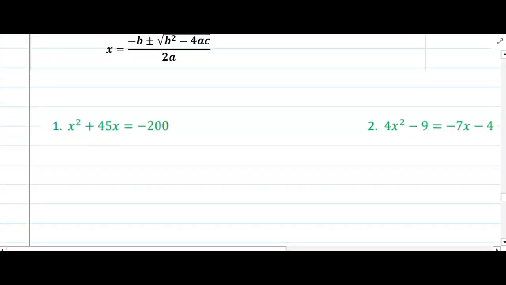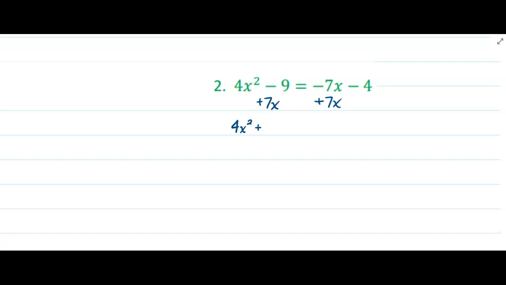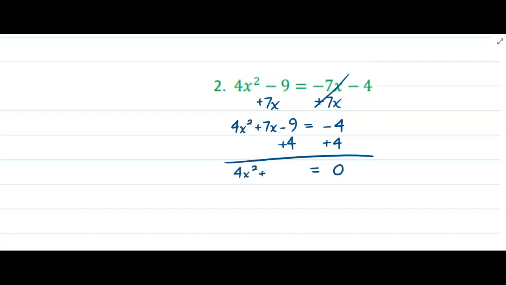So let's try, we're going to start with number 2 here. In order to apply the quadratic formula, we need it to equal 0. So I'm going to add 7x to both sides. 4x squared and 7x, take away 9, equals negative 4. Then I'm going to add 4 to both sides. That leaves me with 0 on the right. 4x squared plus 7x. Here I have some like terms, which makes negative 5.